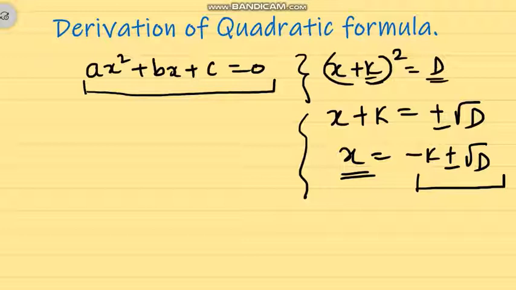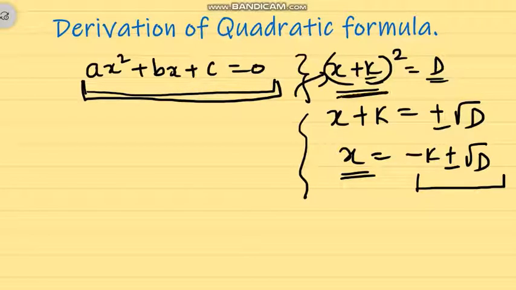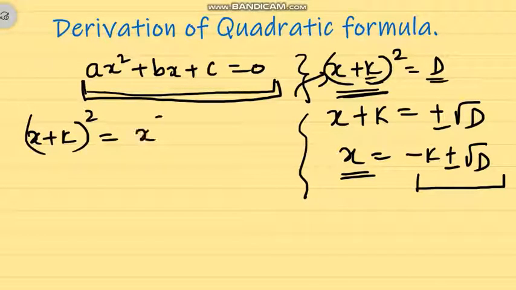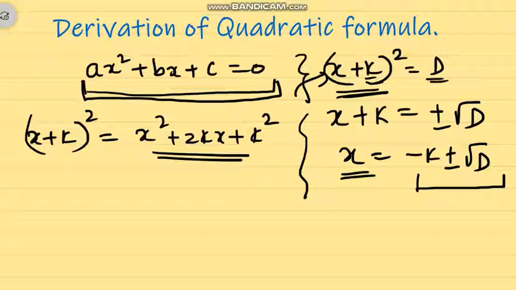Now how to change this particular equation into this form? This is the challenge. First of all, let us expand (x plus k) whole square and see what we are getting. This is equal to x square plus 2kx plus k square. Now you have to change this equation with different steps so that you can bring it to the form of x square plus 2kx plus k square.